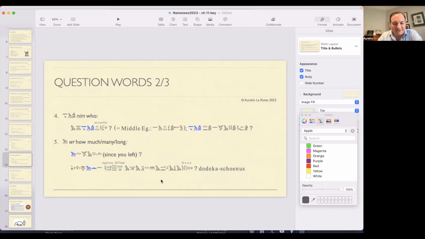And I think you had it otherwise, though. You had how many skoinoi does it make in going to Gaza? So basically, how far is it? And that's exactly what it is.